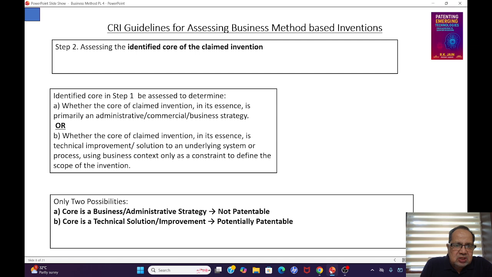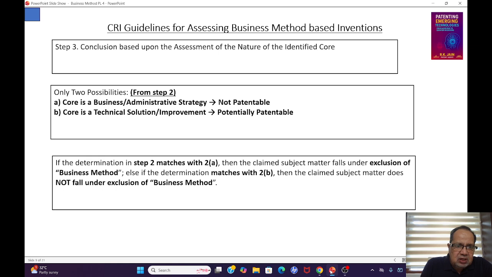So with this identified core being determined as a business part or a part with a technical effect, we try to come to the conclusion. Now there are only two possibilities: whether the identified core is a business or administrative strategy, or the core offers a technical solution or improvement. In the first case, it would be totally non-patentable. It won't stand the exclusion under section 3K, but in case of the second, it would be potentially patentable.